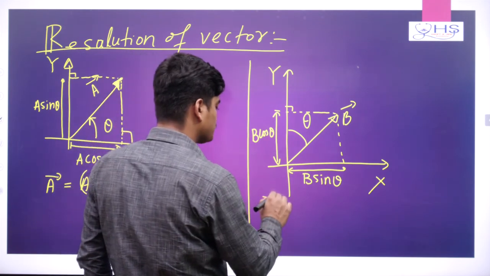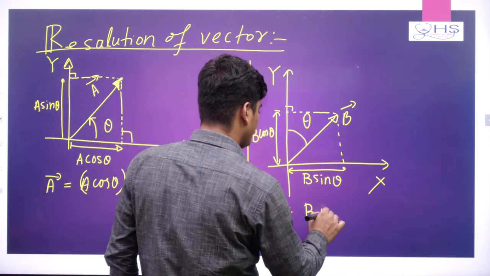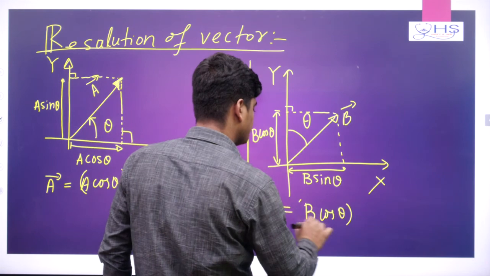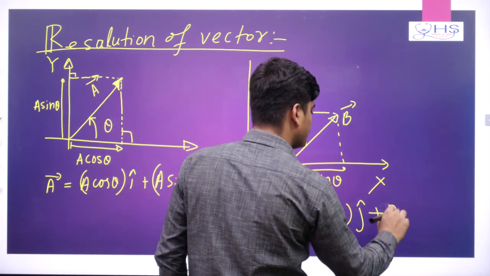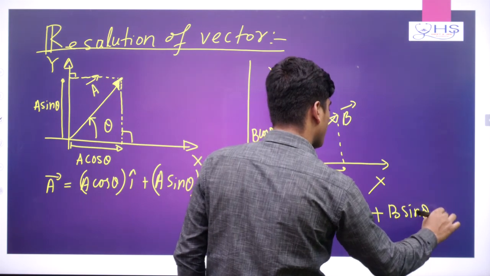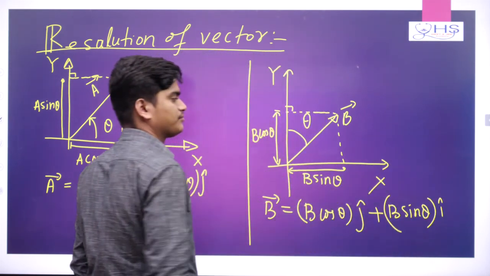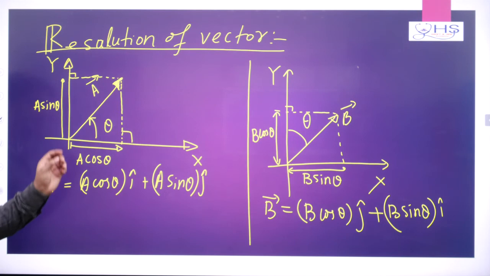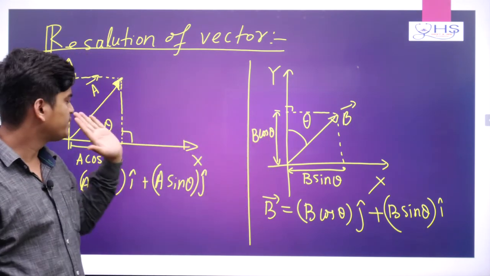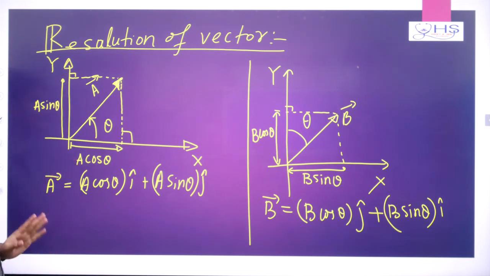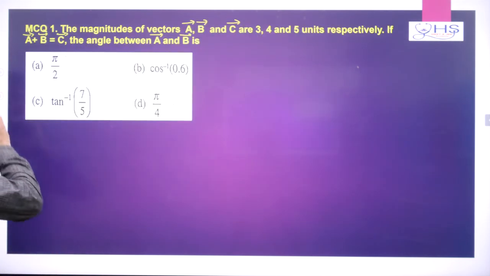The b vector is b cos theta j cap, because this cos theta component is along the y axis, and b sin theta i cap. So always check which angle it is making, and give components according to that angle. Always, the axis connected to theta is taken as cos theta. So remember this one. Now come to the questions based on the previous lecture.